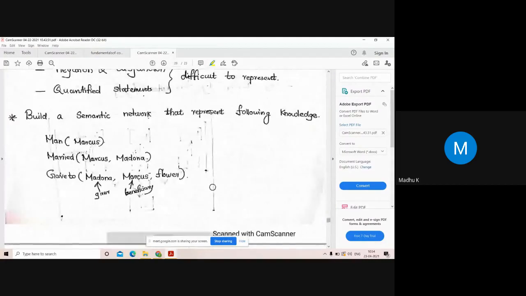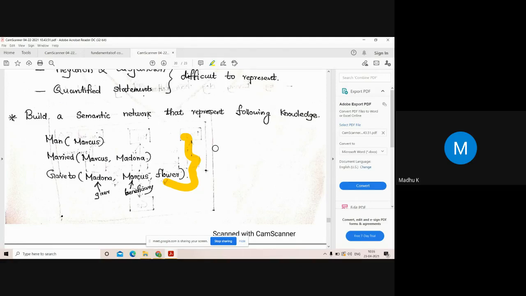For example, you can note this point. Here three predicate calculus representations are given. That is, Marcus is a man. Marcus married Madonna, and Madonna gave a flower to Marcus. Basically, it is an English sentence, an English story.